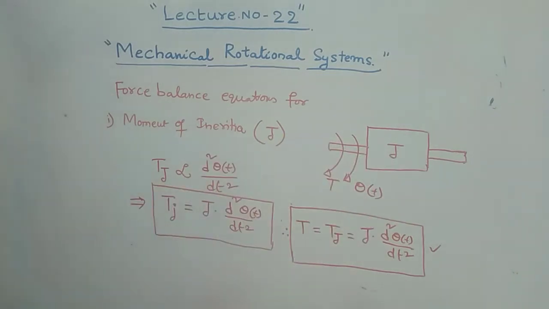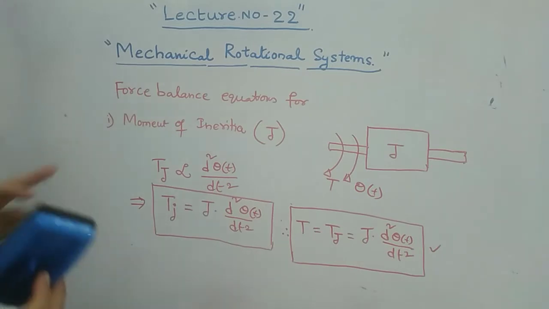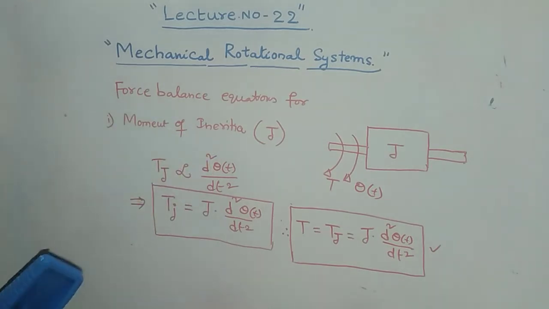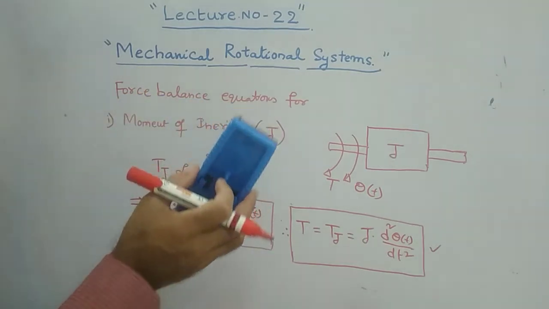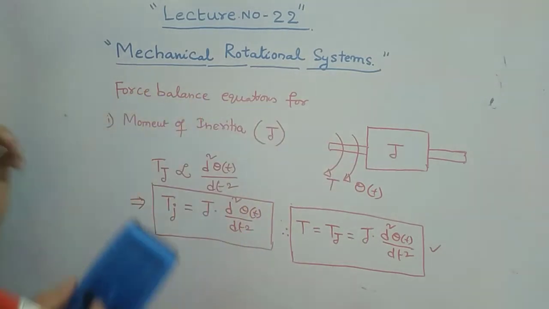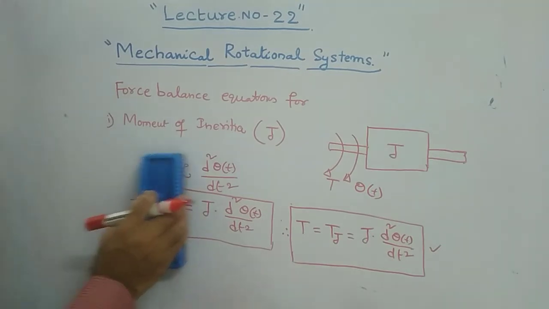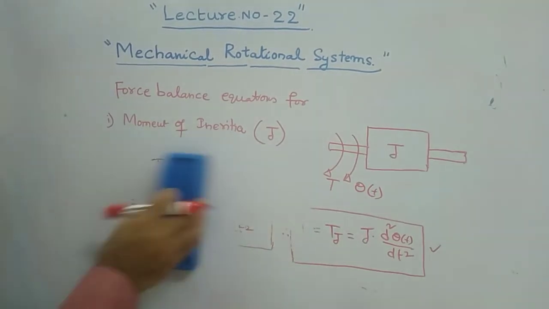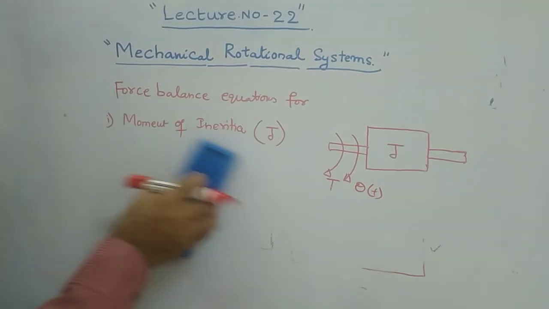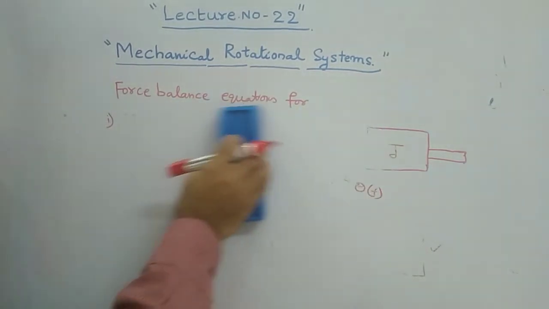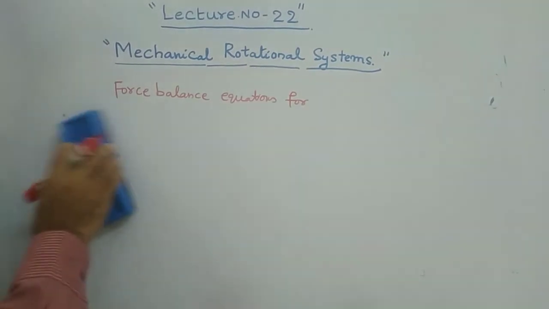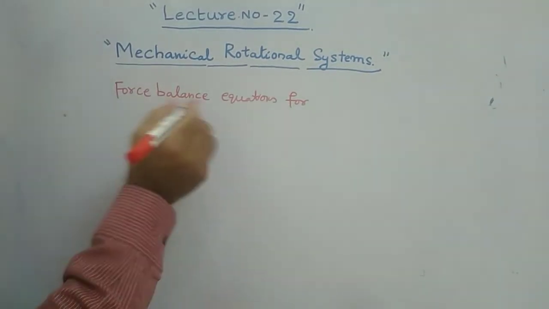And similarly, let us see the second element, that is the dash pot element. So this was for the first element, having moment of inertia J. Then see the second one, dash pot. Let us see the force balance equation for the dash pot.